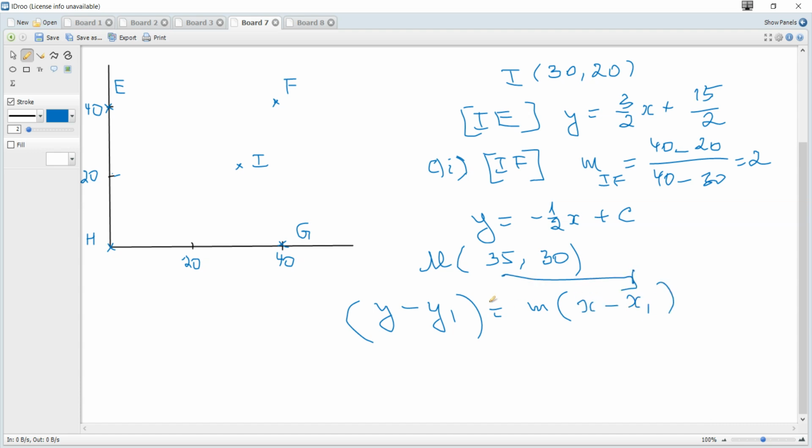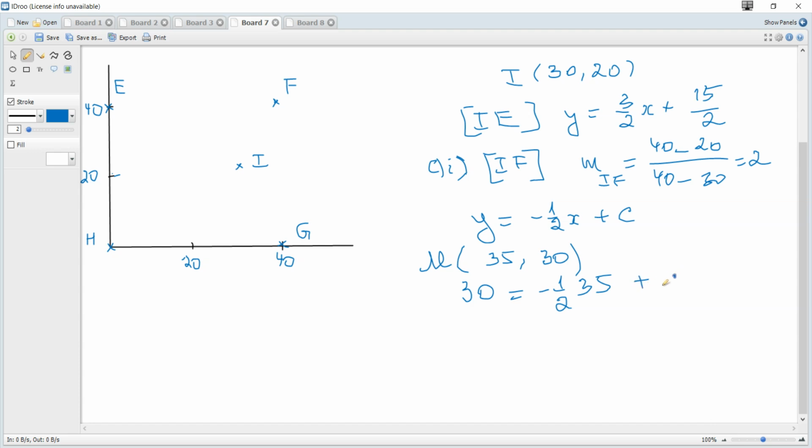So it's this: y1 is 30, x1 is 35, m, the gradient, is negative a half. I substitute 30 for y, 35 for x, and you can see that c is 95 over 2.